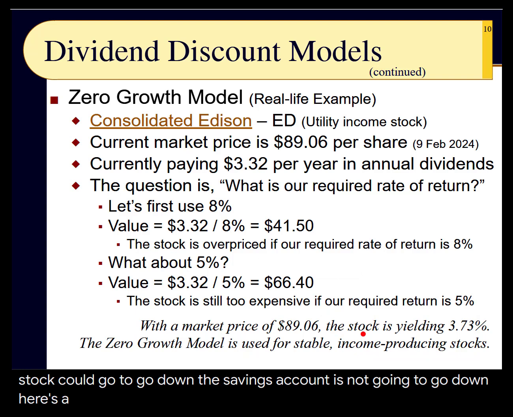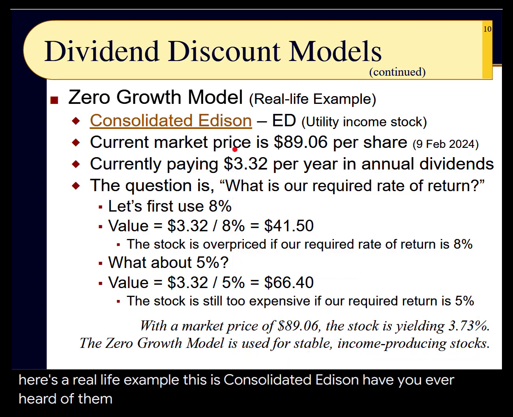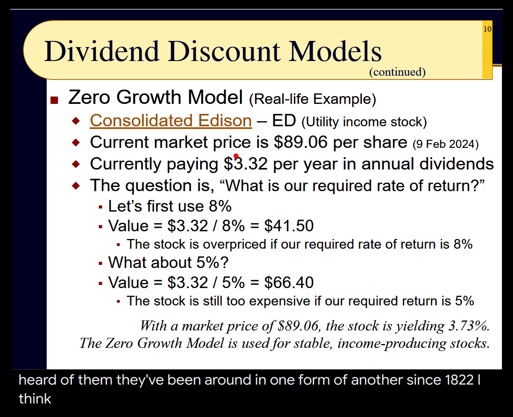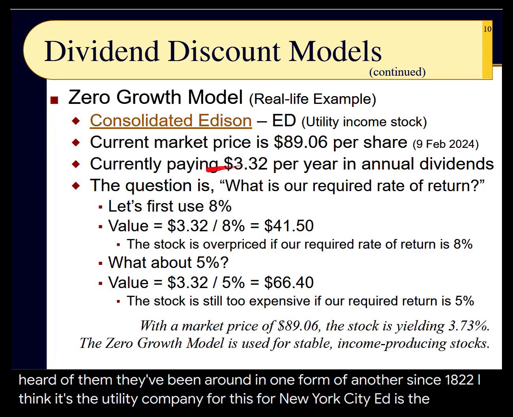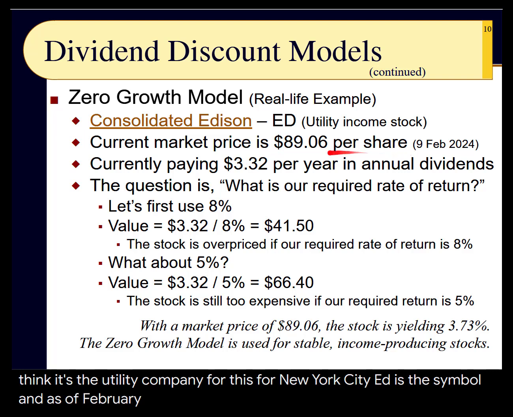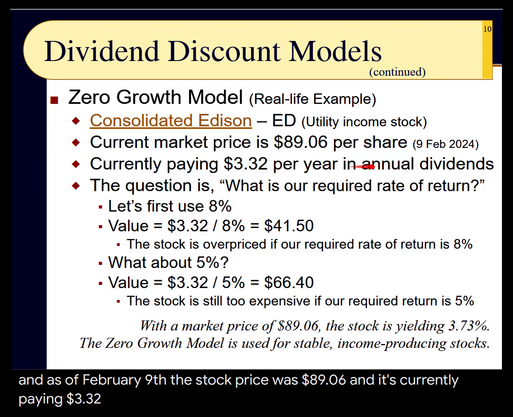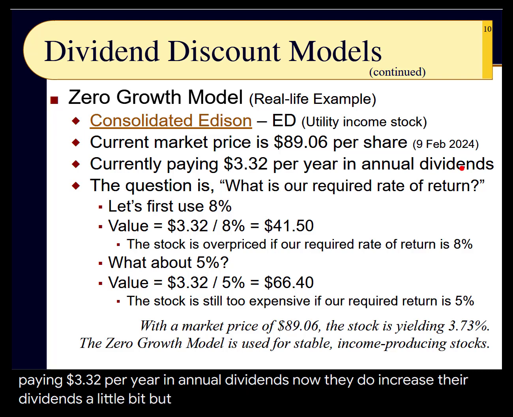Here's a real life example. This is Consolidated Edison. Have you ever heard of them? They've been around in one form or another since 1822, I think. It's the utility company for New York City. ED is the symbol. And as of February 9th, the stock price was $89.06. And it's currently paying $3.32 per year in annual dividends. Now, they do increase their dividends a little bit, but let's just assume that they're not increasing their dividends.